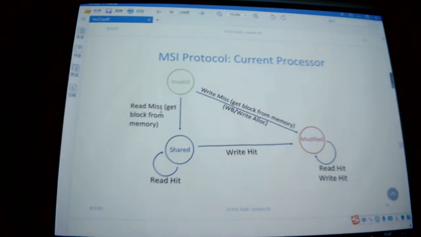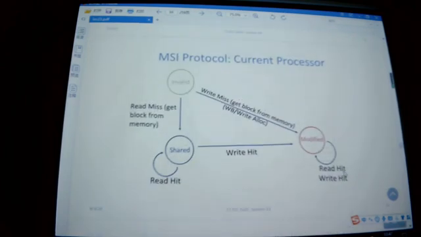If we go from invalid to shared, the condition is a read miss. This means we get the block from memory. If we want to go from shared to modified, we must obey the condition write hit. If we want to stay in modified, you find the condition is read hit or write hit.